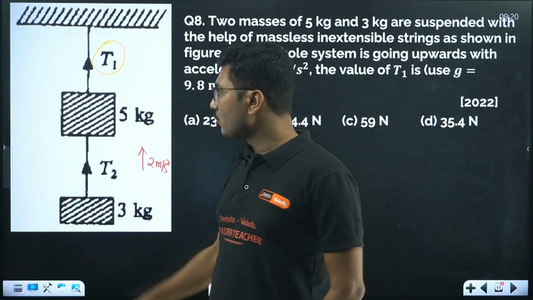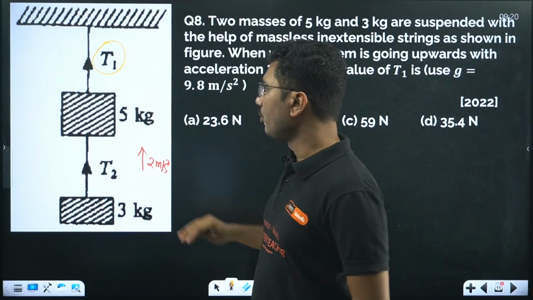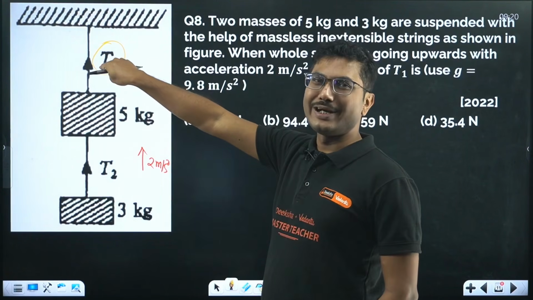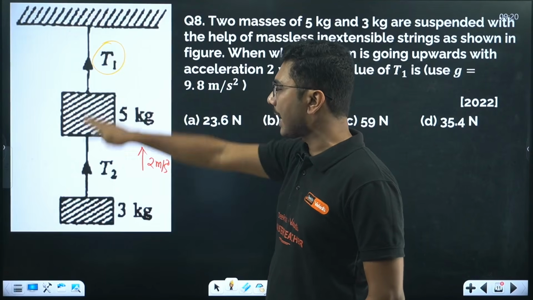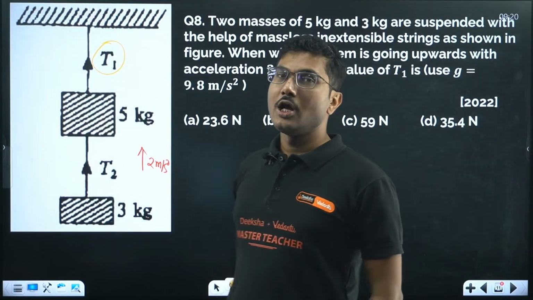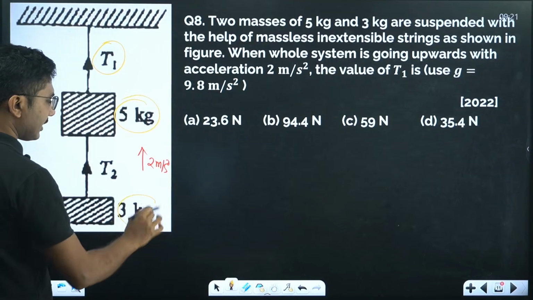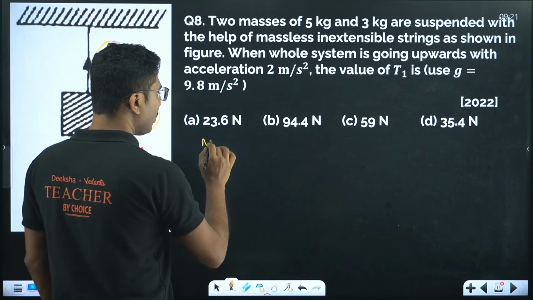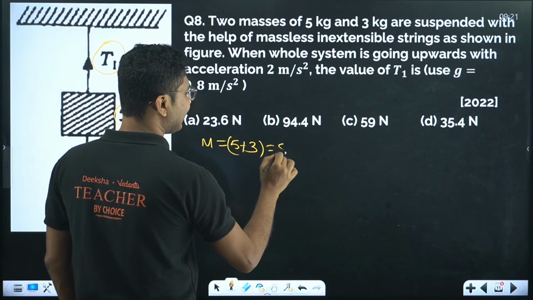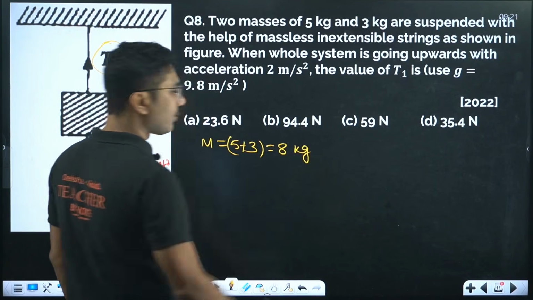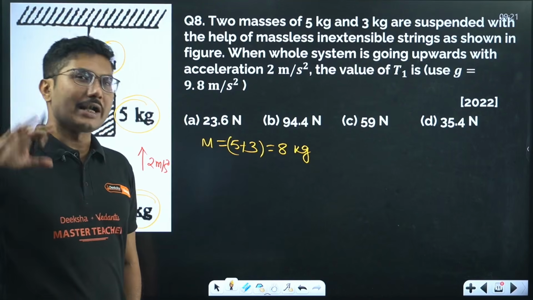Otherwise, for the bottom one and the top one, you can always use the method that I am teaching you right now. If you are calculating T1, that is the top force, do not consider them separate objects. Consider them as a single object. This is 5 kg, this is 3 kg. What is the total mass? Total mass is 5 plus 3, that is 8 kg. So you can consider the total mass. Do not consider individually, that will take longer time.